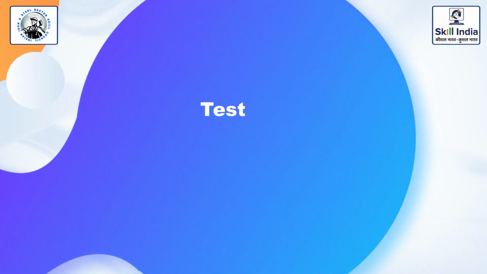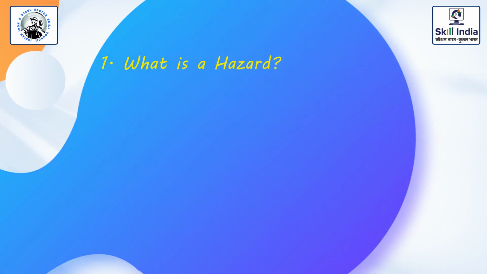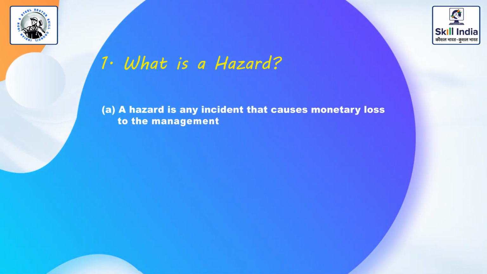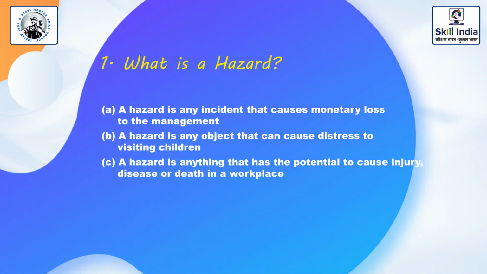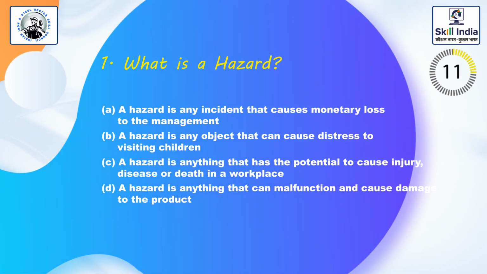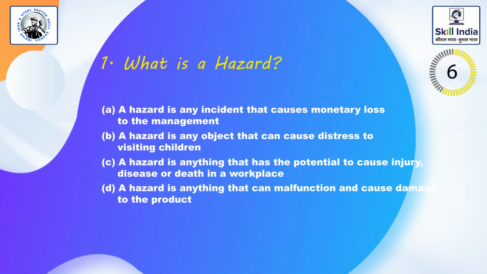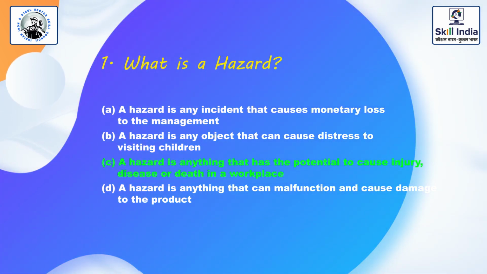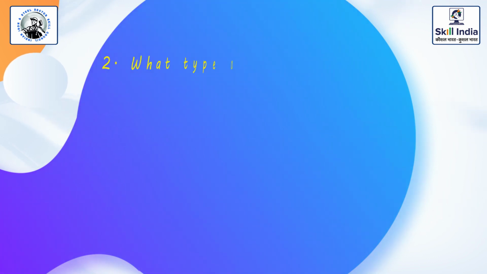Now let us check your understanding with the help of a small test. Question 1. What is a hazard? Option A. A hazard is any incident that causes monetary loss to the management. Option B. A hazard is any object that can cause distress to the visiting children. Option C. A hazard is anything that has the potential to cause injury, disease, or death in a workplace. Option D. A hazard is anything that can malfunction and cause damage to the product. Correct answer is C.